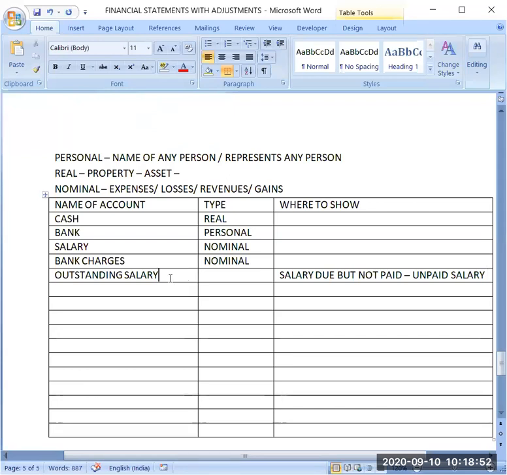So this is an account representing your employees. It is an account representing your employees to whom you have not paid the salary. Now, which type of account it will be?